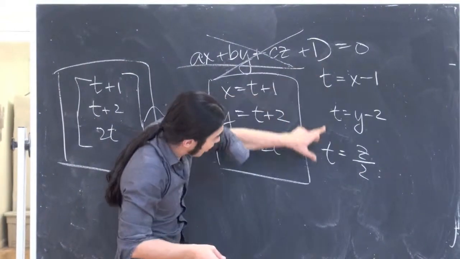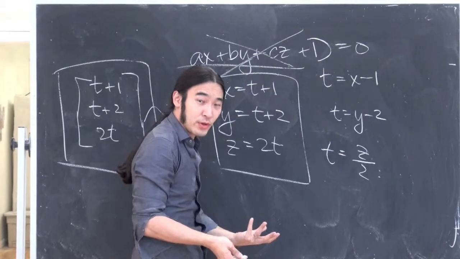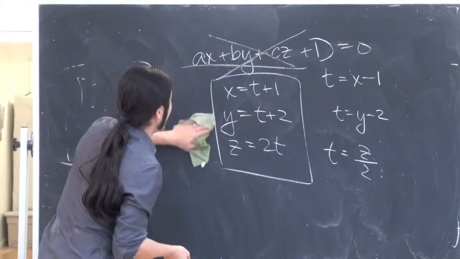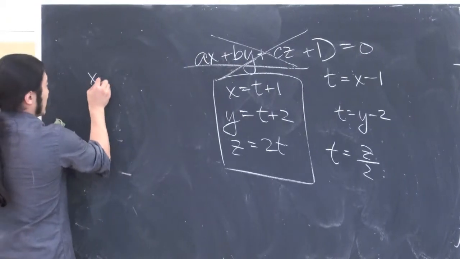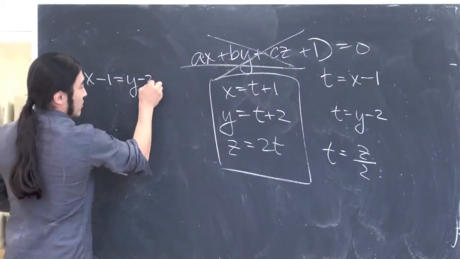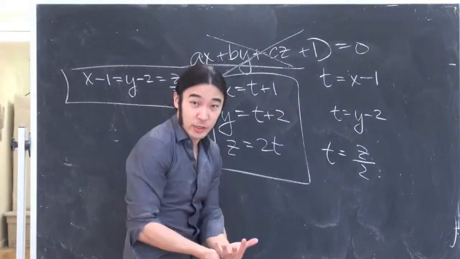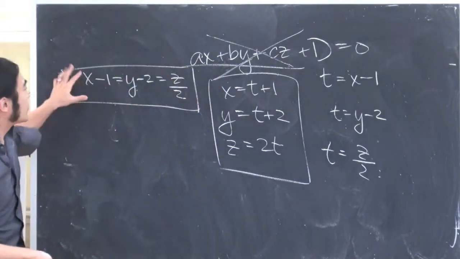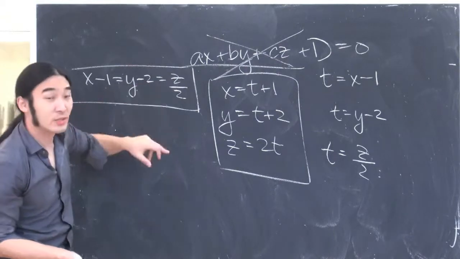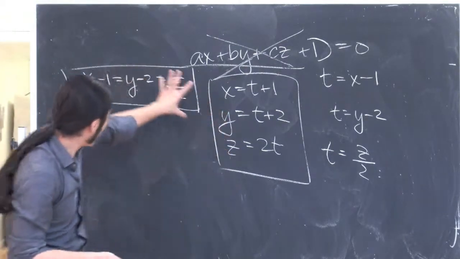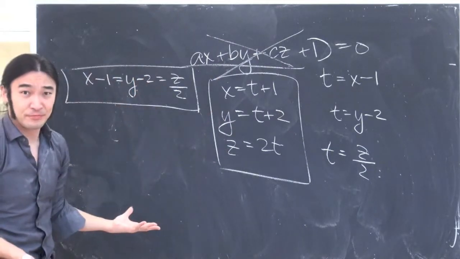And then what I can do is, since they're all equal to t, set them all equal to one another. If I set them all equal to one another, we'd end up getting this. And this is called a set of symmetric equations, okay? It's just a nice way of showing how x and y are related, y and z are related, and z and x are related. But that's pretty much the best we can do. So once you're down to this, you're good to go.